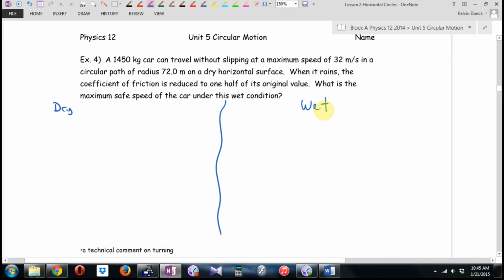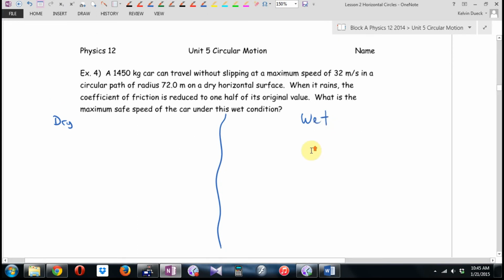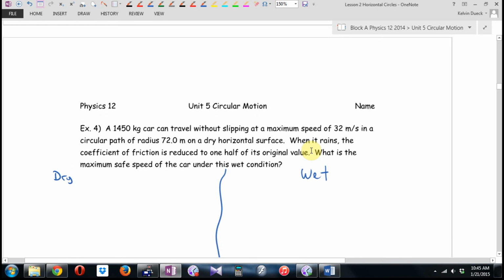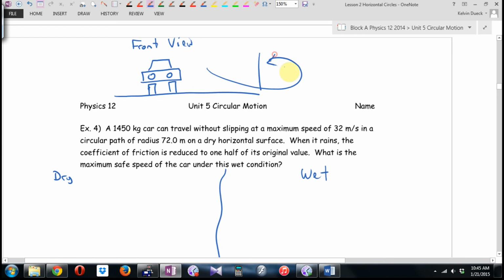Now, I'm going to argue it's going to be the same free body diagram in each situation. I'm going to do the free body diagram at the top, and I'm going to do the front view. So here's my car coming out of the page towards me. Let's pretend it's going around a corner that way. I just know it's going in a circle.